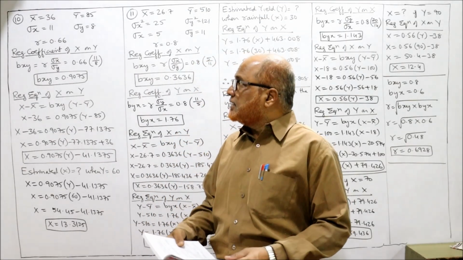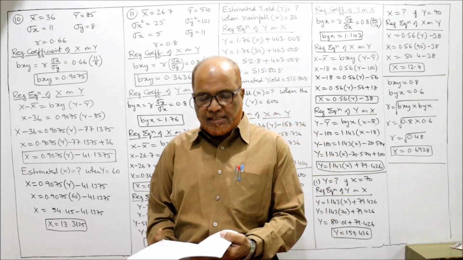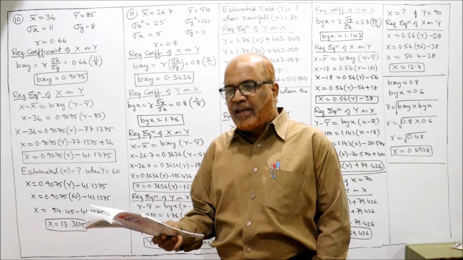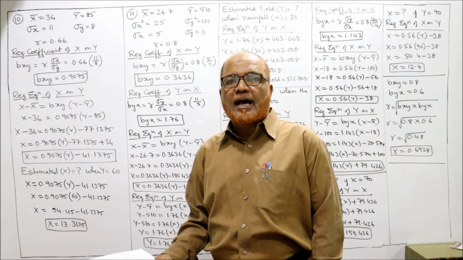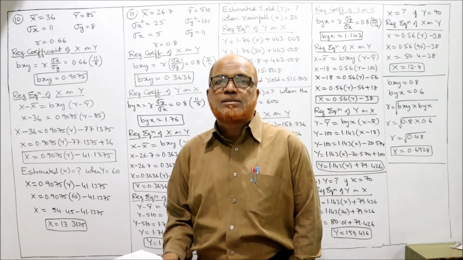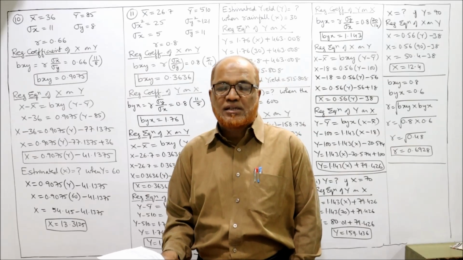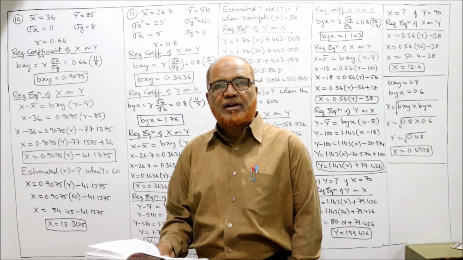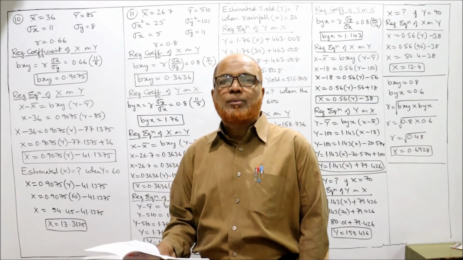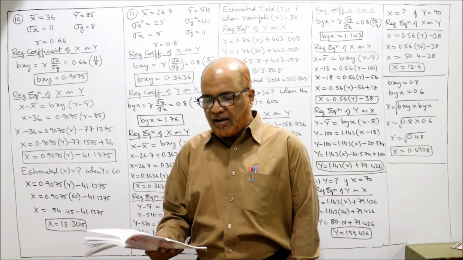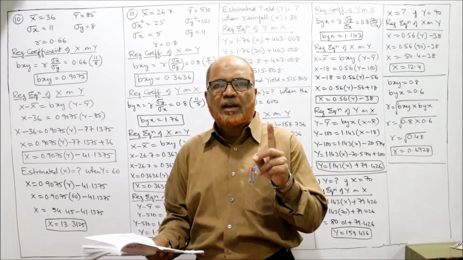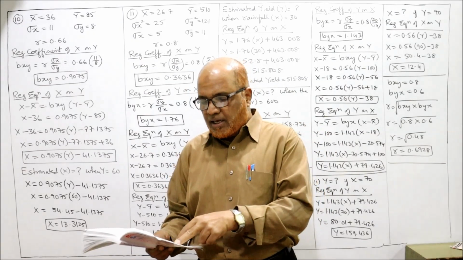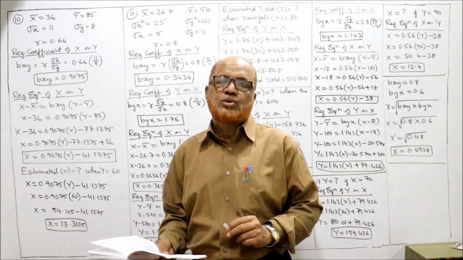Come on students, now we'll start the next problem, problem number 10. See the 10th problem. Given the following data, x and y variables are given. Arithmetic mean of x is 36 and arithmetic mean of y is 85. That means x bar is 36, y bar is 85. Standard deviation of x is 11, y is 8. Sigma x 11, sigma y 8. Correlation coefficient 0.66. Find the regression equation x on y. Only one regression equation it is asking you, x on y, not y on x. Estimate the value of x when y is equal to 60.